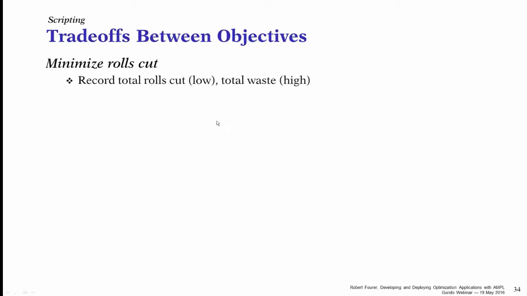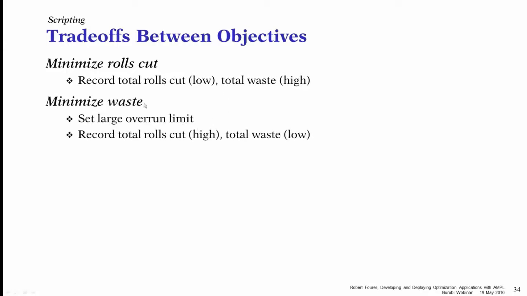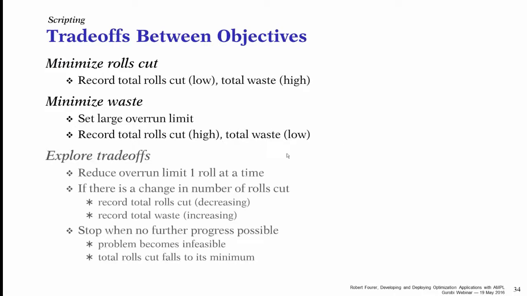What I'm going to do is minimize the number of rolls cut, like I did before, and then set a large overrun limit and minimize the waste, which we've seen before. And then I want to start reducing the overrun limit one by one and seeing if the number of rolls cut begins to change. Okay? And I should see that the number of rolls cut begins to go down and the amount of waste begins to increase as I allow fewer overruns. Okay? And then when there's no further progress possible, becomes infeasible, or the number of rolls cut falls to the minimum possible, then I'm going to stop.